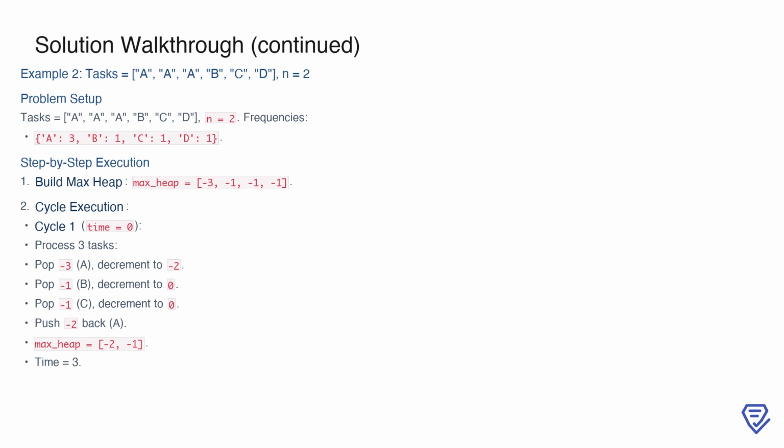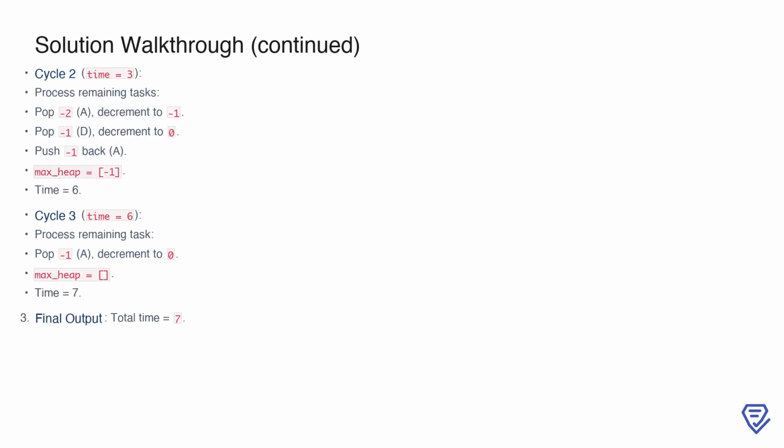We pop -3 for task A, decrementing it to -2, then pop -1 for task B, decrementing it to 0, and pop -1 for task C, also decrementing it to 0. Since task A still has a remaining count, we push -2 back into the heap. The updated max_heap is [-2, -1]. This cycle takes 3 units of time. In cycle 2, starting at time equals 3, we continue processing the remaining tasks.